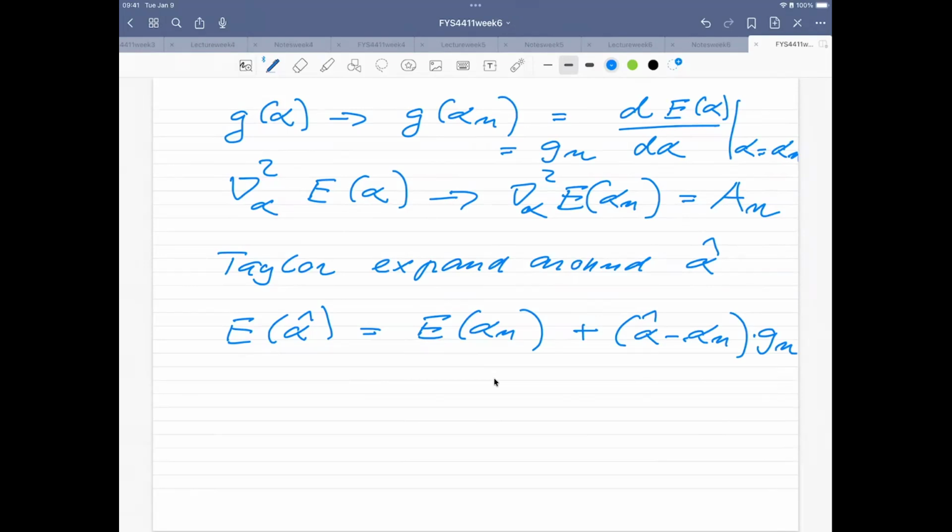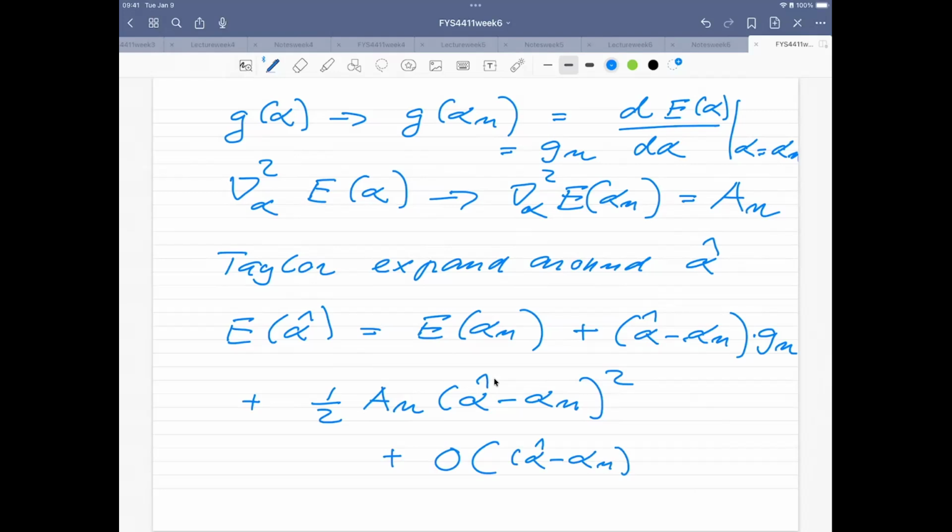And then obviously that means that we get the next term, which has to be 1/2. And then I have the second derivative, which is A of n. And then I have alpha hat minus alpha n squared, and then plus higher order terms. So then I would have an alpha hat minus alpha n to the power of 3. So these are the higher order terms, which are then linked with the third derivatives and higher derivatives. As I said, I hope you guys don't get offended if I remind you of these things.